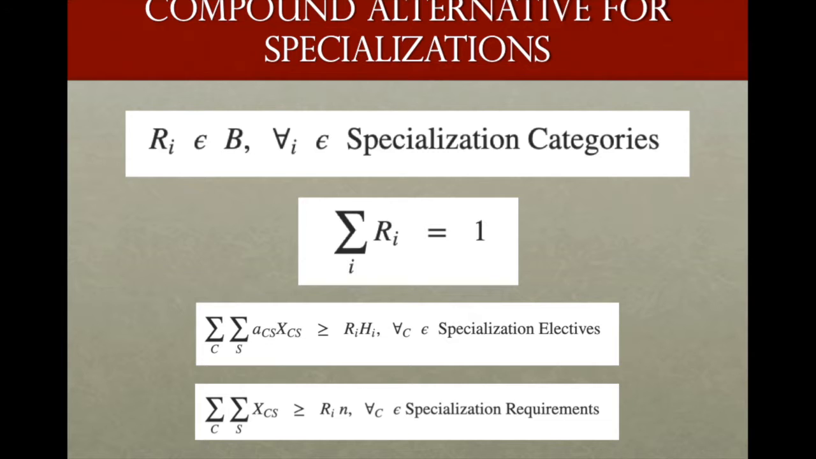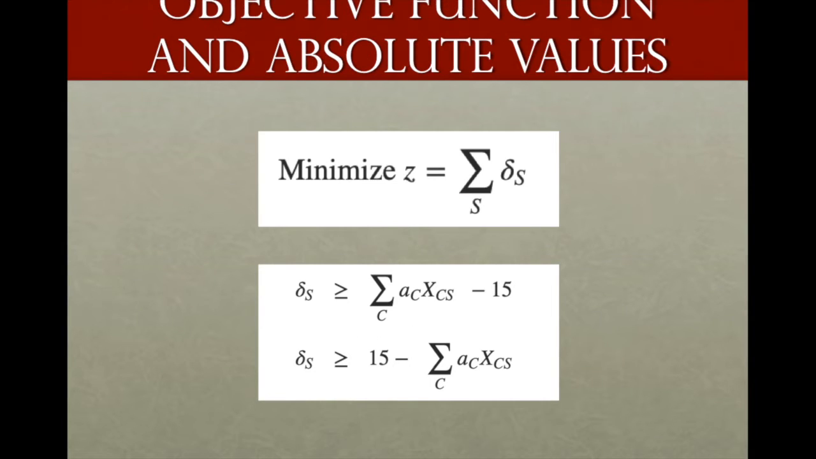Inside each region, we have constraints for required classes and credits for the corresponding specialization. And finally, we have the objective function. The objective is simply to minimize the sum of the delta values for each semester S, where delta S is the absolute difference in credits taken in semester S from 15.